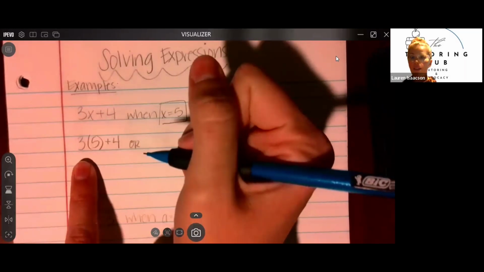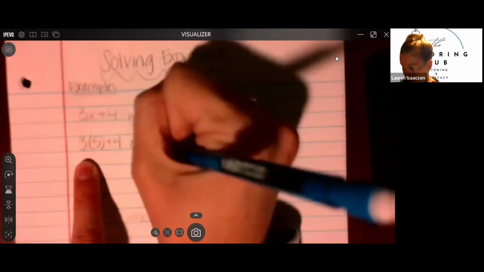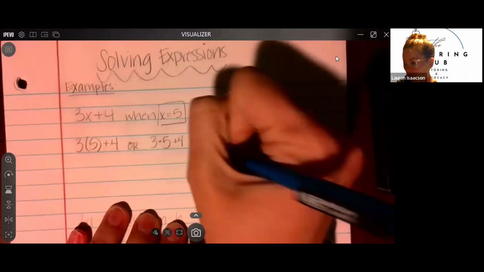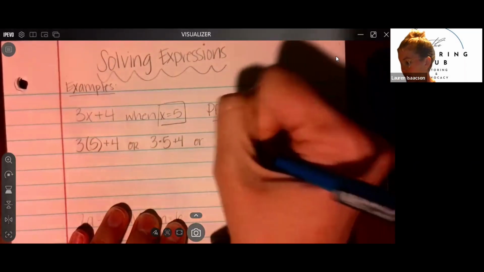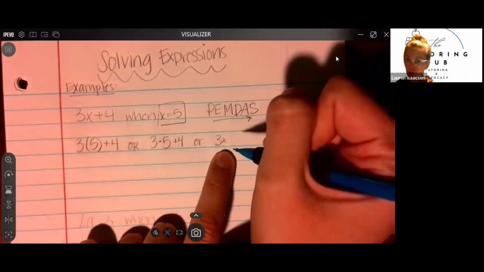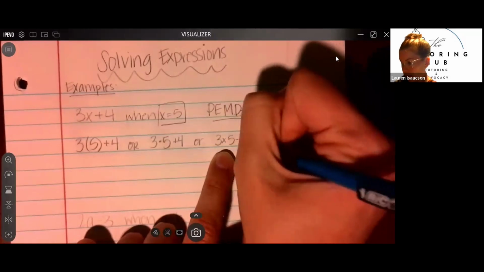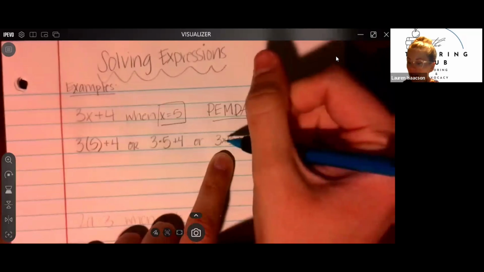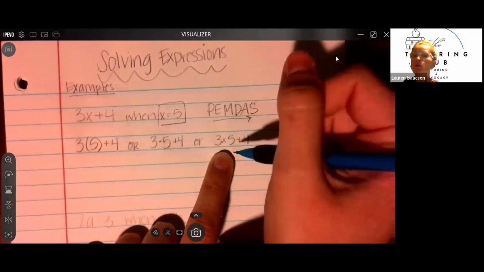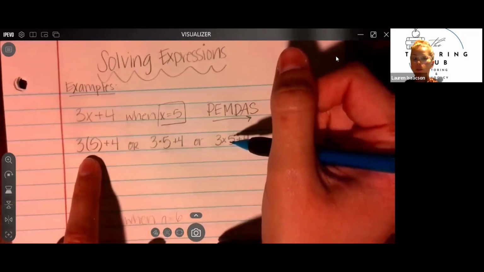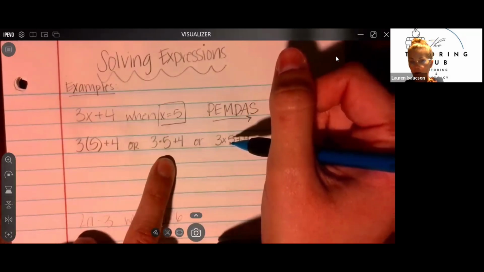Now, I'm going to write or because we can write this a few different ways. So I like to use parentheses, or I like to use the dot. So 3 times 5 plus 4. You can still write it with the multiplication, the typical one that you learn in elementary school. 3 times 5 plus 4. But when you're working with expressions and equations, you might not be sure if that means to multiply or if it's a variable. So I typically will use the parentheses or the dot for multiplying, okay?